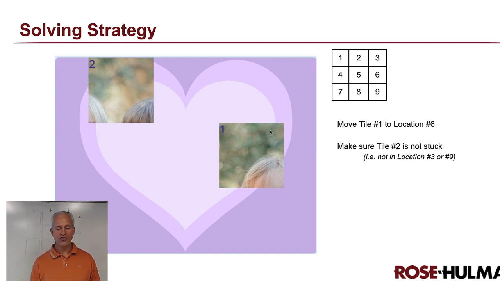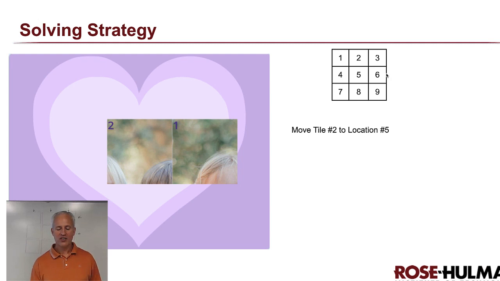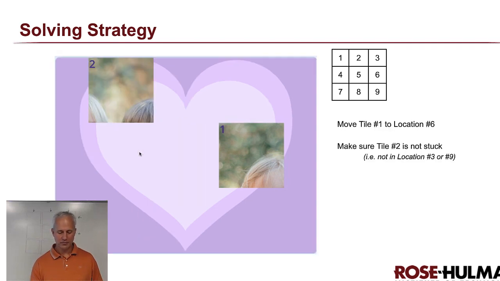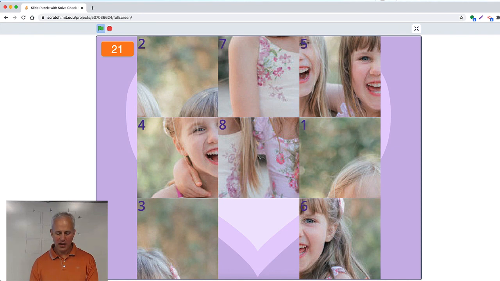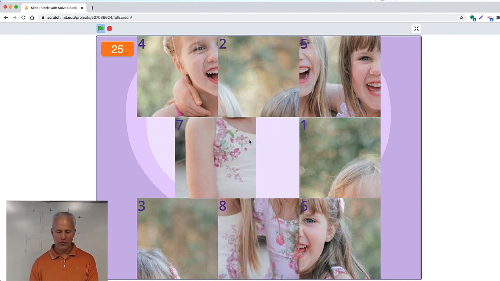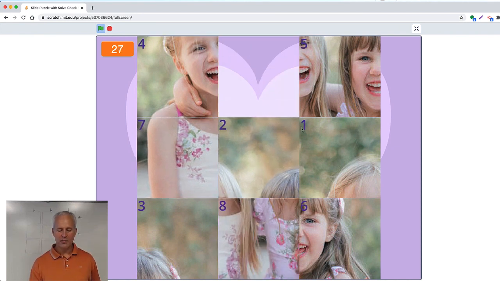So the first step in the algorithm is to get tile 1 to location 6. The next step in the algorithm is pretty easy. Move tile 2 into location 5. So I just want to get tile 2 to be right next to it. And this may seem kind of weird at first, but you'll hopefully understand the reasons behind this. We're trying to stage these tiles 1, 2 because we're trying to get this top row together. All right, so I've got tile 2 in the middle.